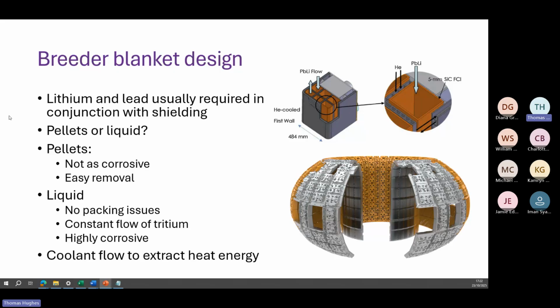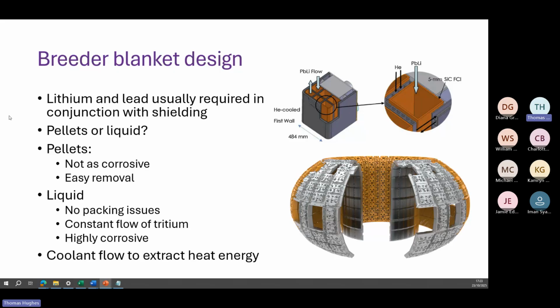It's not as corrosive and it's quite easy to remove them because they're just balls of the metal, right? The problem is that you're not getting a constant flow of tritium out. So you could use it as a liquid instead. You can then have that flow to another pipe, and then you can extract the tritium that way.